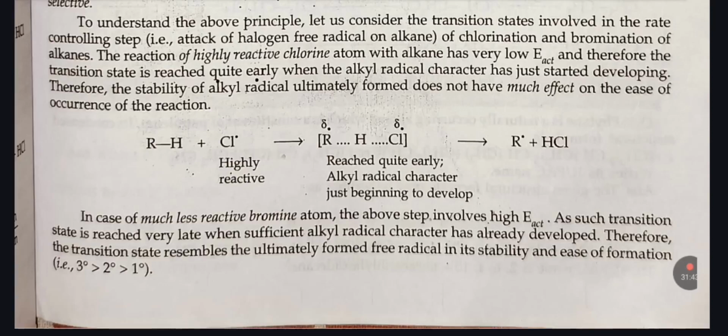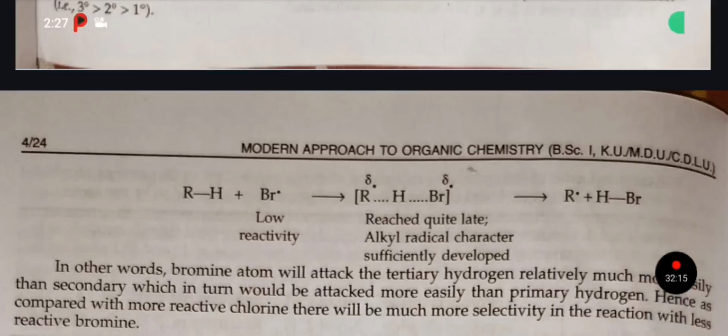In case of much less reactive bromine atom, the above step involves high activation energy, as such the transition state is reached very late, when sufficient alkyl radical character has already developed. Therefore, the transition state resembles the ultimately formed free radical in its stability and ease of formation, that is tertiary, secondary, then primary. RH plus Br radical, low reactivity, will give the transition state reached quite late, with alkyl radical character sufficiently developed. This is the transition state which will further give R radical plus HBr.